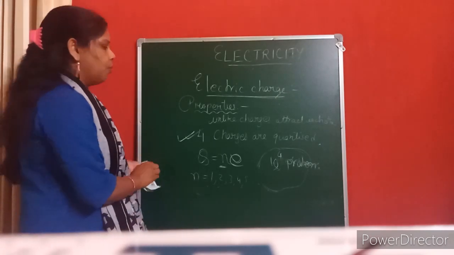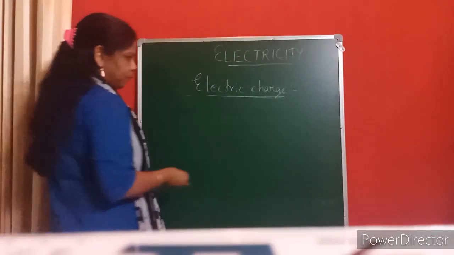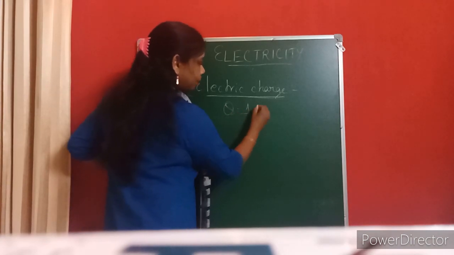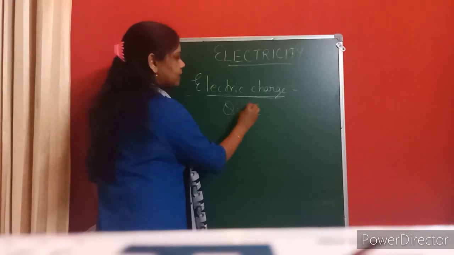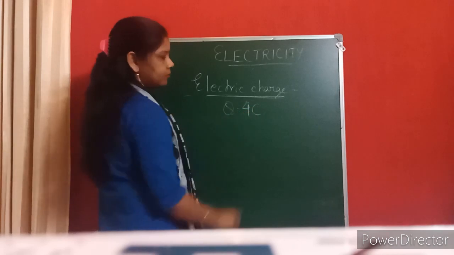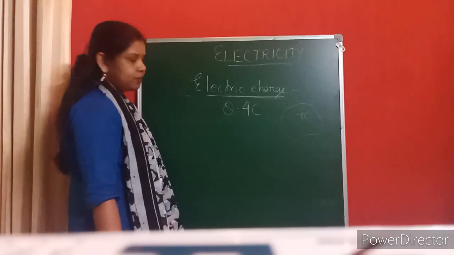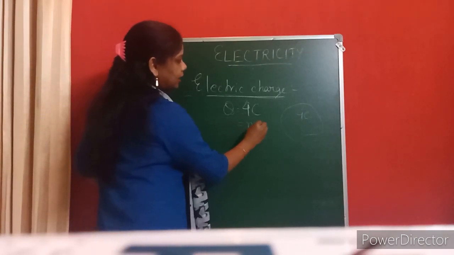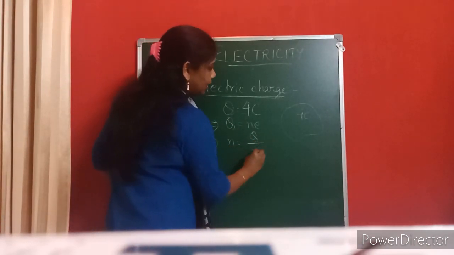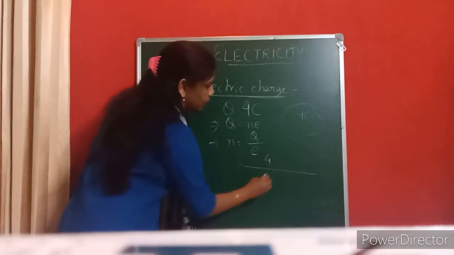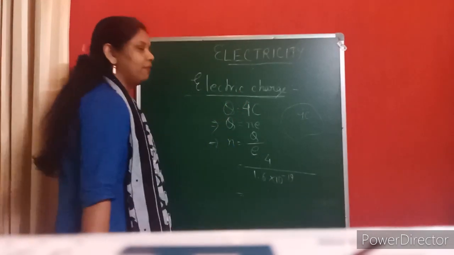If I ask you what is the number of electrons present in 1 coulomb of charge, suppose instead of 1 coulomb I have written 4 coulomb of charge. This is a body and it has 4 coulomb of charge. What is the total number of electrons present? Q is equal to n e, so n will be equal to Q by e. Here Q is 4 and e is 1.6 into 10 to the power minus 19. Solve this, and you will get the value of n.